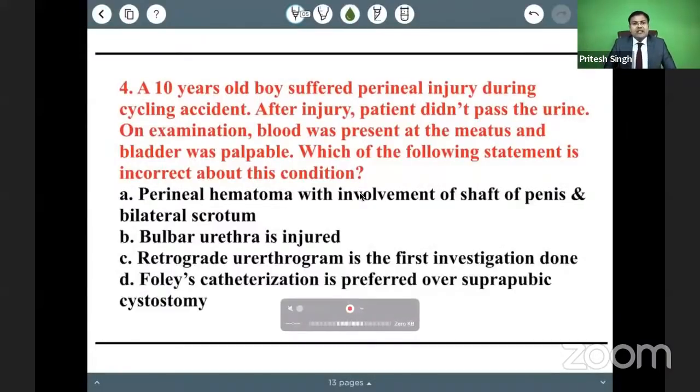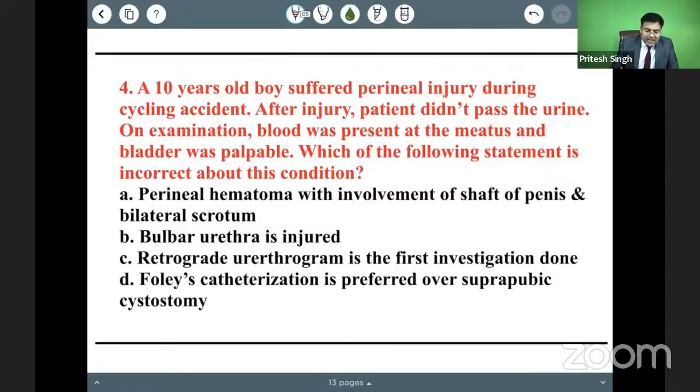Okay. Question: a 10-year-old boy suffered perineal injury during cycling accident. Sir already explained what happens. After injury, patient didn't pass the urine. On examination, blood was present at the meatus and bladder was palpable. Which of the following statement is incorrect about this condition?